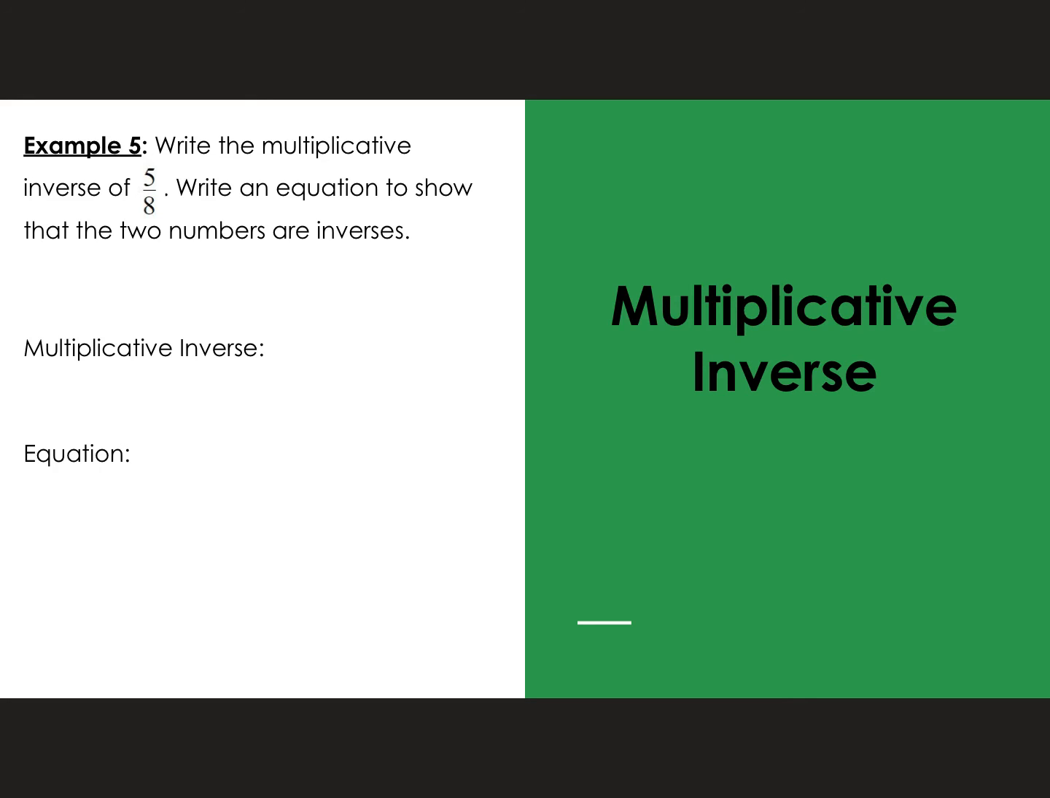So, write the multiplicative inverse of 5/8. Write an equation to show that the numbers are inverses. So I just take 5/8 and I flip it. So it's 8/5. So that is the multiplicative inverse. Now my equation is going to be 5/8, so I start with the number I had, times 8/5, and that equals 1. And that proves that it's an inverse.